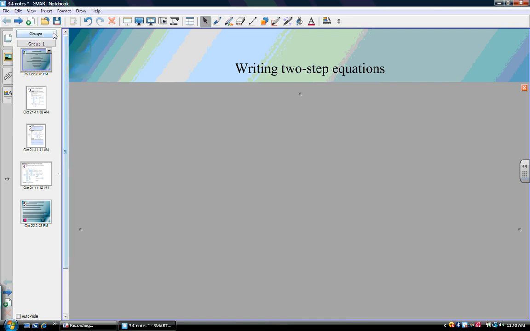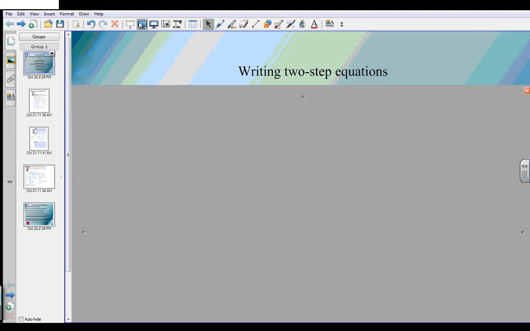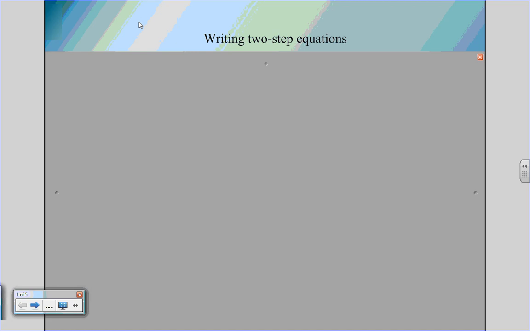This is your notes on writing two-step equations. We've been solving equations for a couple of days. Now we need to know how to take a word problem and change it into equations and then solve the equation after that.